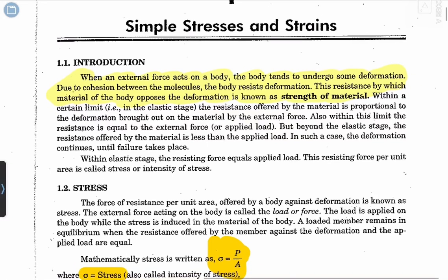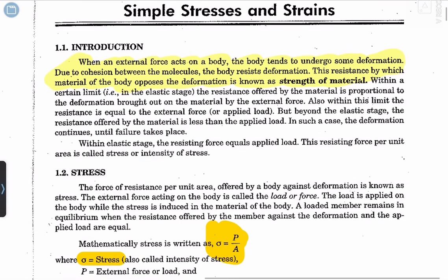When a force acts on a body, the body tends to undergo some deformation. Due to cohesion between the molecules, the body resists deformation. This resistance by which the material of the body opposes the deformation is known as strength of material. जो resistance है उसी को हम strength of material कहते हैं.